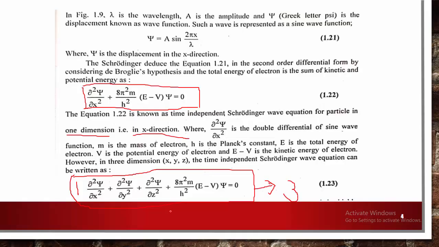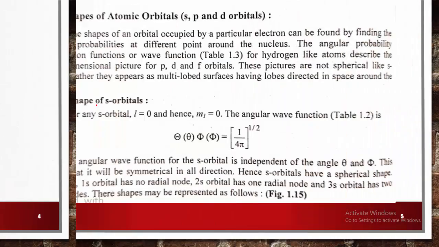Why is it called three-dimensional? We have the x direction, y direction and z direction. The earlier equation is called one dimensional because we have only the x direction. This is a very important equation, known as the time independent Schrodinger's equation.